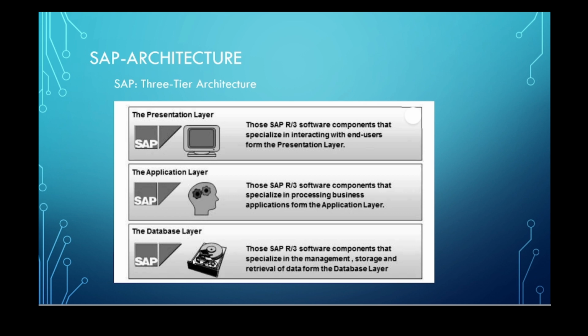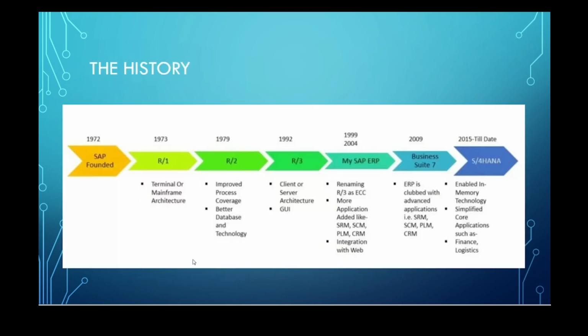So next one is the database layer. Whatever data we are entering into the SAP application, where will it go and get saved? That is the storage. And if we execute any report, from where do we need to get the data, from which data sources? This is called the database layer. So the SAP application works mainly on a three tier architecture. That's why we call it three tier architecture.